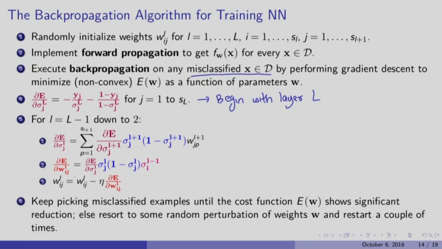The partial derivative of E with respect to Wij involves, by chain rule, the partial derivative of E with respect to sigma j from the Lth layer, into the partial derivative of sigma j L with respect to the sum at the Lth layer or at the jth node, and the partial derivative of the sum with respect to Wij, which is sigma i L minus 1.